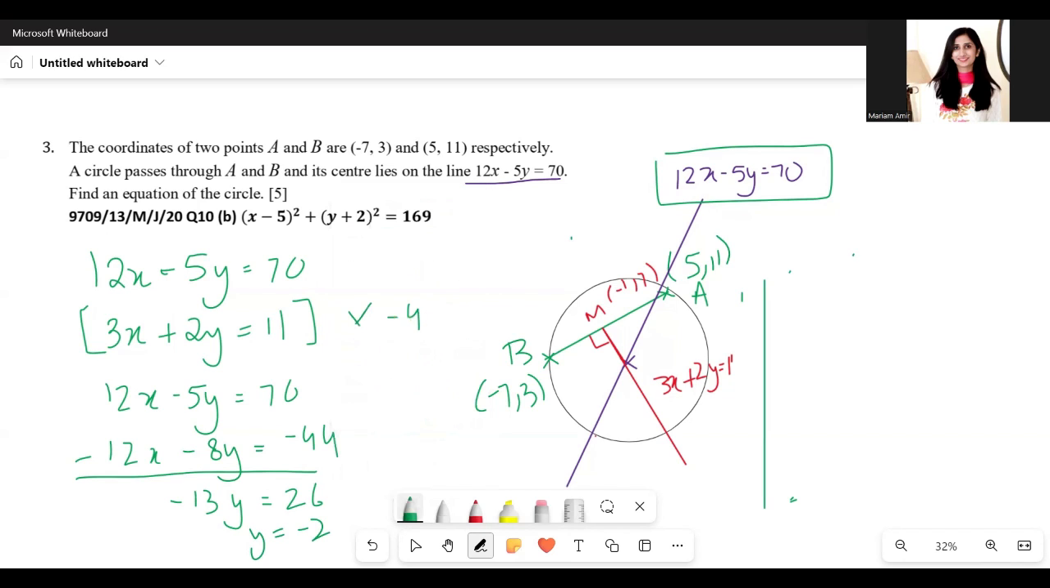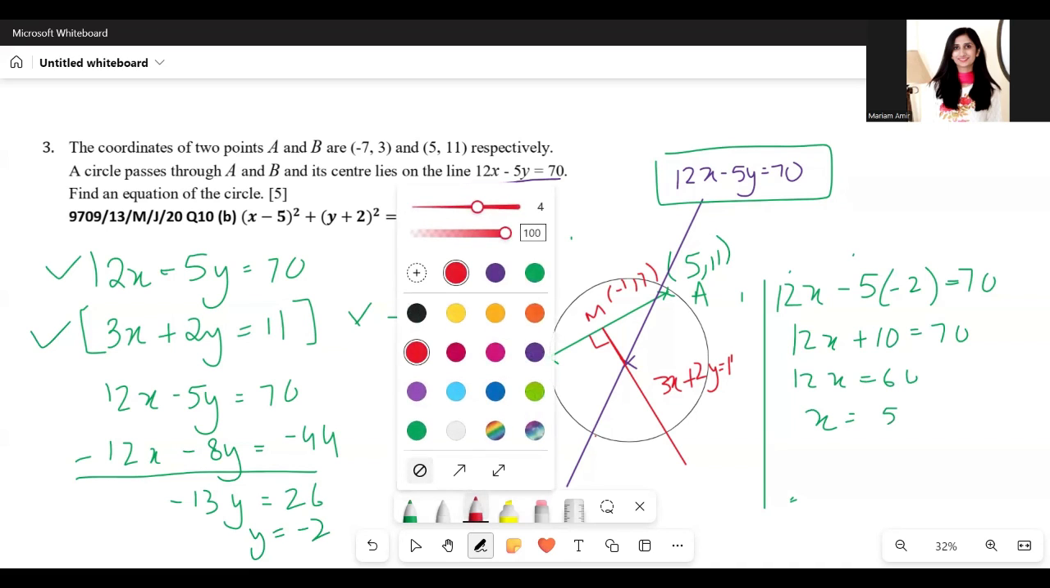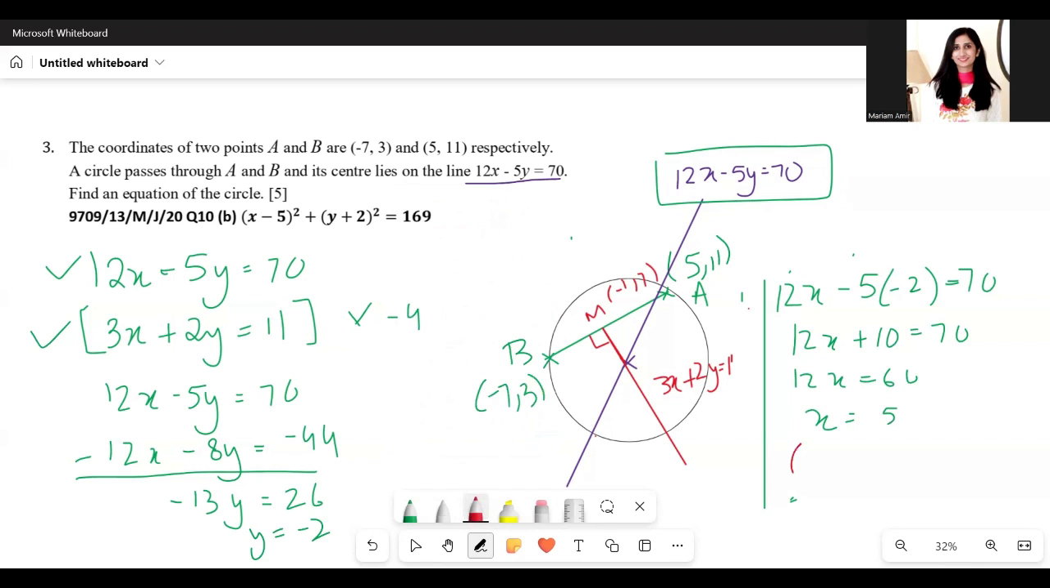Now substitute y in any one of these original equations. Let me just substitute it in the first one. 12x minus 5 times minus 2 is equal to 70. 12x plus 10 equals 70. 12x equals 60. x equals 5. So we now have the coordinates of the center, that would be 5 comma minus 2.